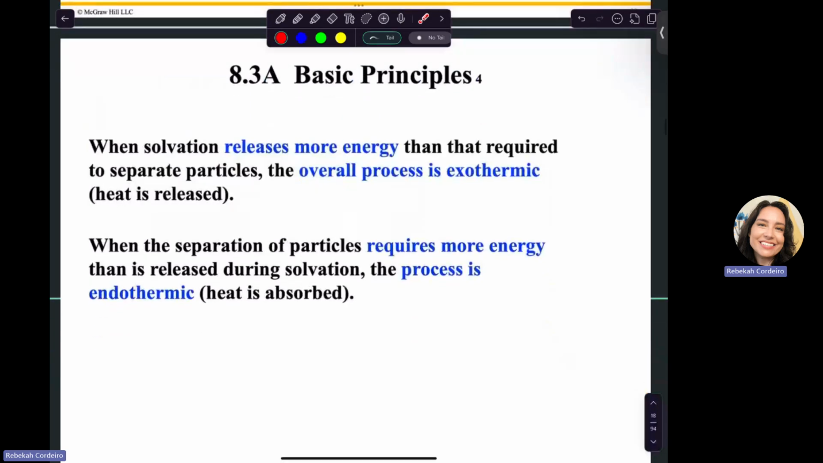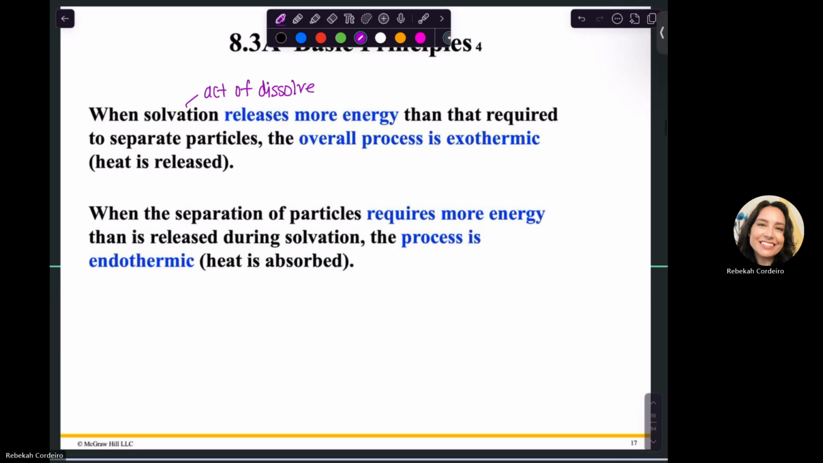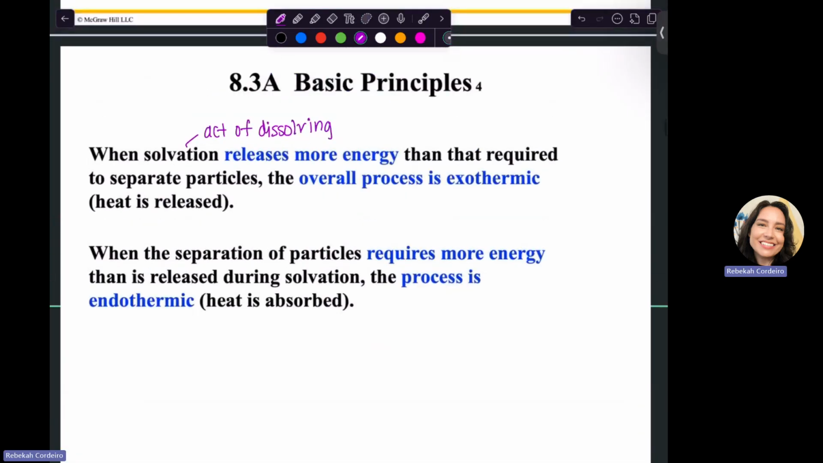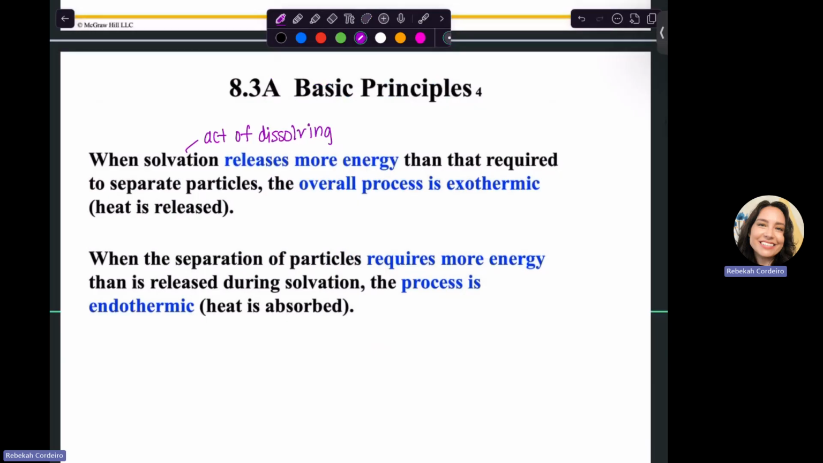This slide seems a little complicated, but we've talked about this before. If you are putting together more stable stuff, then it's going to be exothermic. Solvation is the act of dissolving. When you dissolve something and it releases energy, so if separating the particles doesn't take a lot of energy and the dissolving releases more energy than the energy you need to separate them, then you get exothermic. Basically this process would be more stable after dissolving.